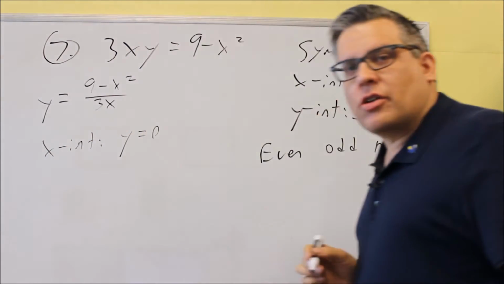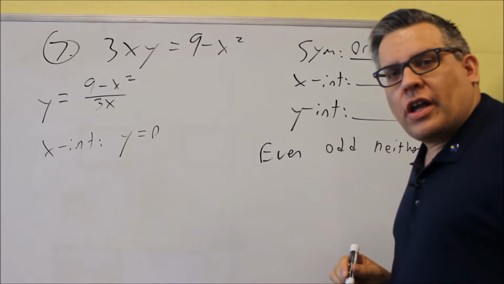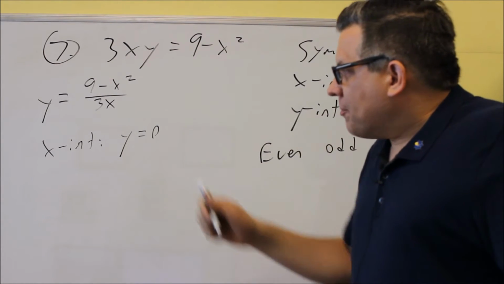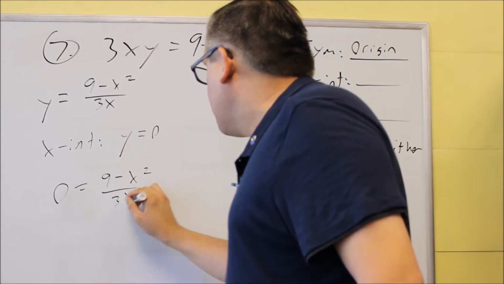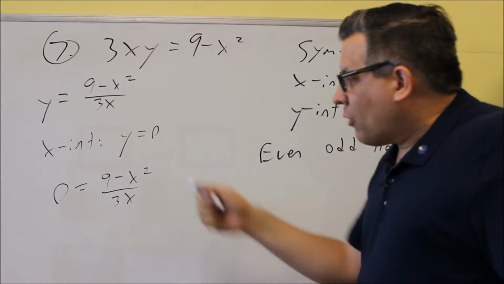Now, if you're doing x-intercept, the rule is you put in a 0 for y. So I put 0 in here. I have 0 equals (9 minus x squared) over 3x. And I want to solve this.